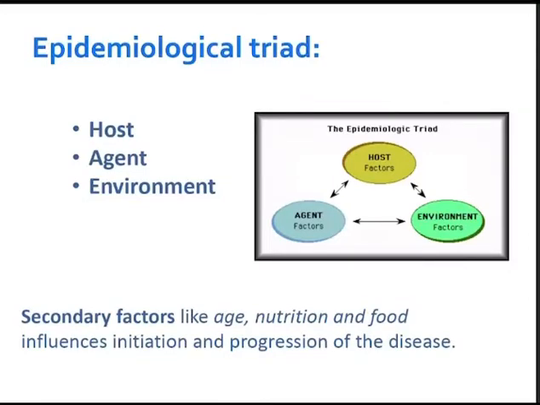Now, before going into the details of the levels of prevention, you first have to know what the epidemiological triad is. The epidemiological triad is the simplest model that explains how a disease occurs. For a disease to occur, three things are required: one is host, the other is agent, and the other is environment. Basically, this is a traditional model that explains how an infectious disease occurs. It consists of an external agent, a susceptible host, and an environment that brings agent and host together.